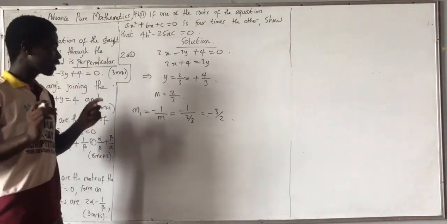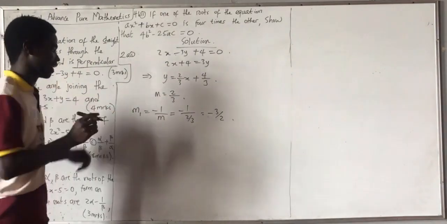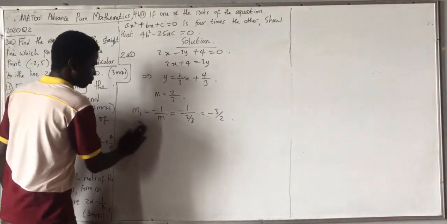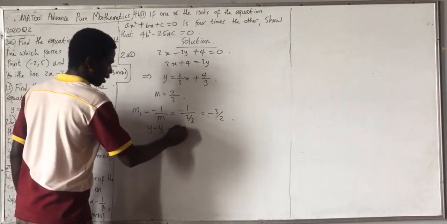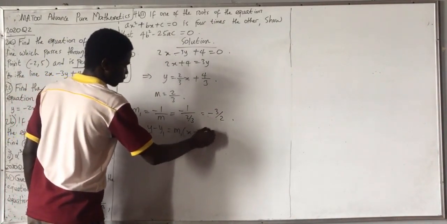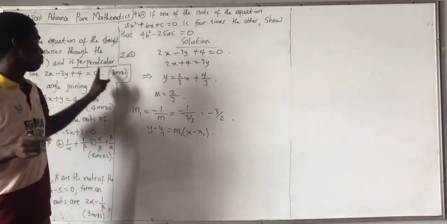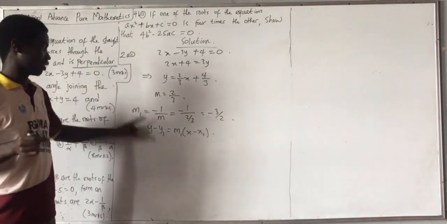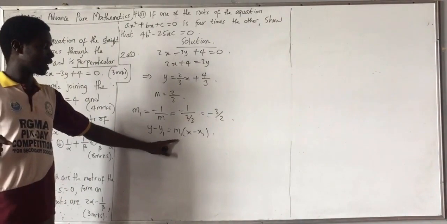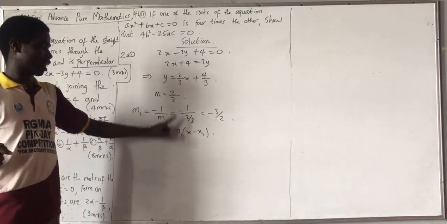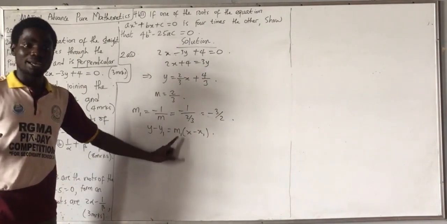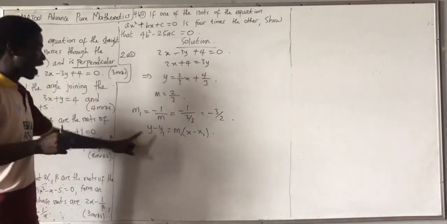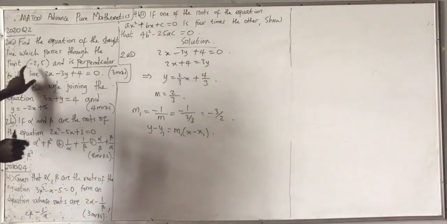Now, what is the formula for equation of a line? The formula is y minus y1 is equal to m1 (x minus x1). Assuming it is parallel or tangent, this one will not be m1, it will just be m. I would have put 2 over 3 here, but since it is perpendicular, I am going to put m1. Do you understand? So how do you get x1 and y1? That is the point you are given.